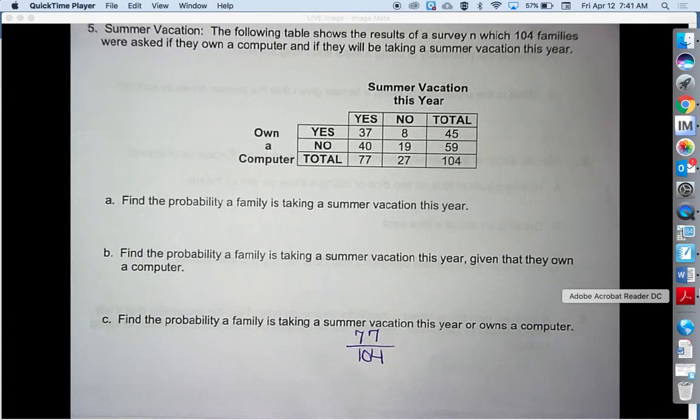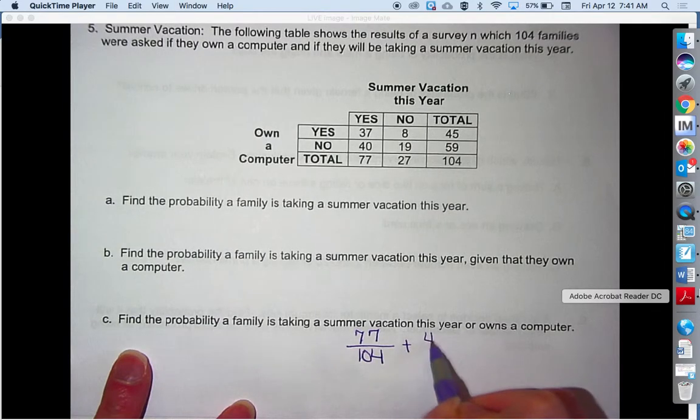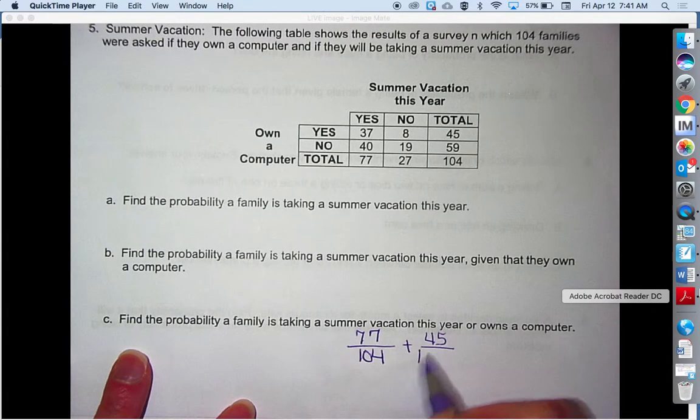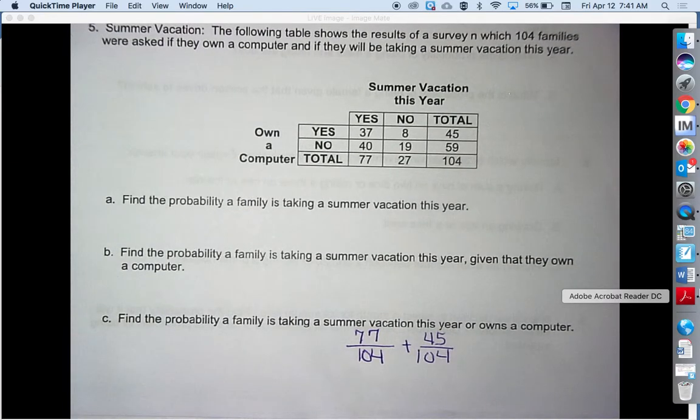And then we want to know how many families own a computer. So, Jillian, how many families own a computer? 45. Out of, again, the total of 104. So we're looking at all the families that go on a summer vacation, all of the families that own a computer.